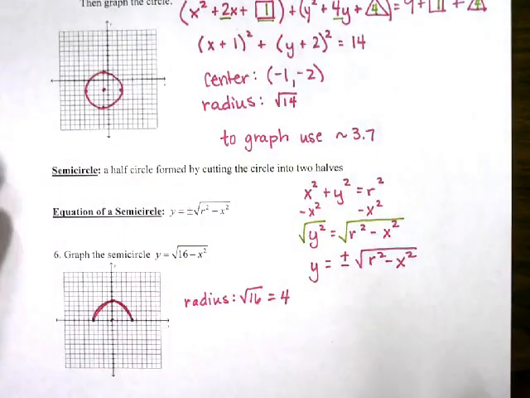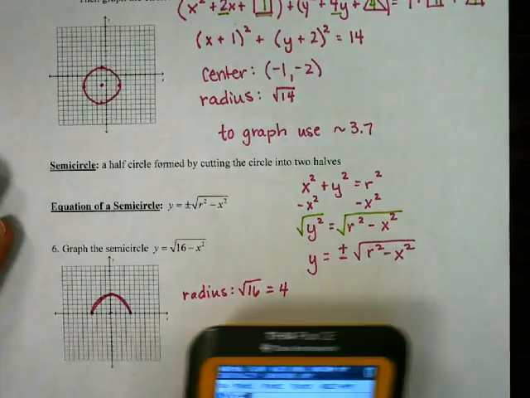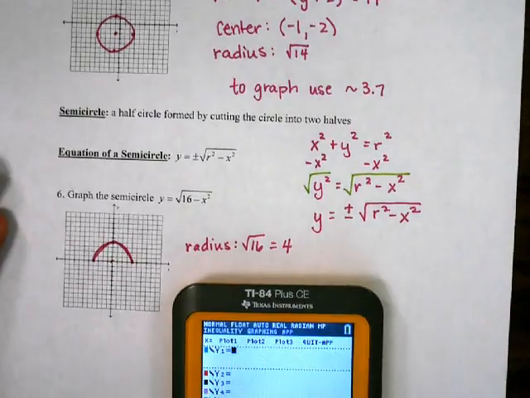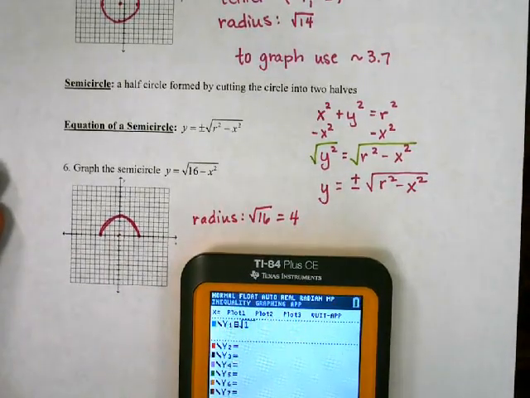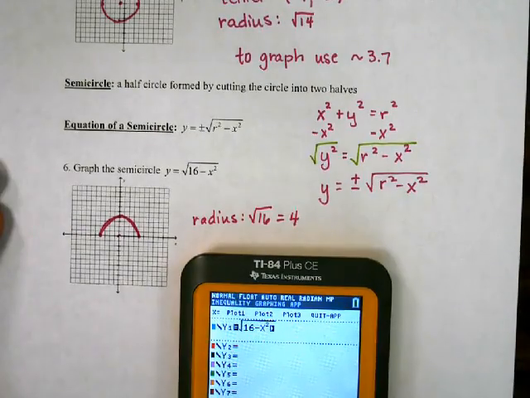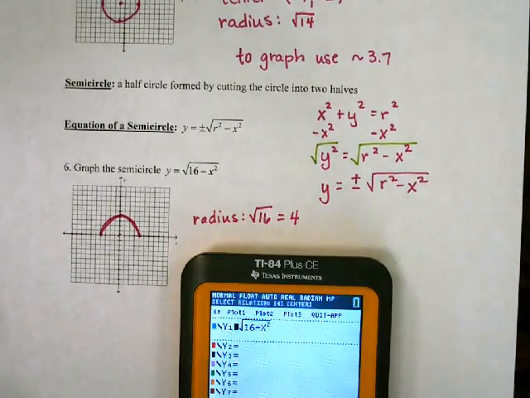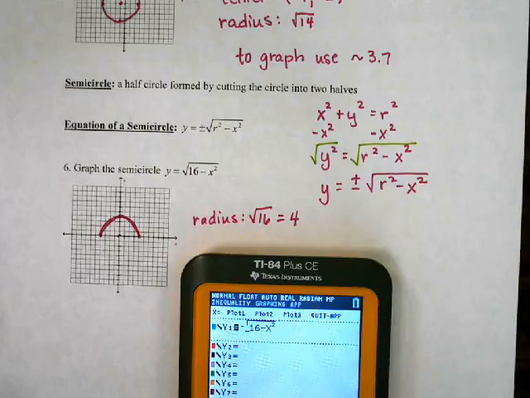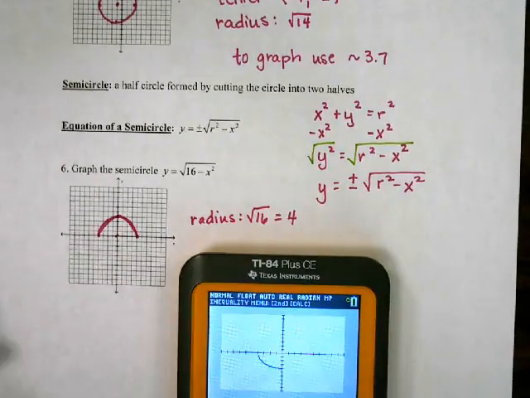You can also put these guys into your calculator. So I can put this guy in as y equals the square root of 16 minus x squared. And you'll see the top half of a circle. Again, if you have a negative out front, let me put a negative just so you can see it. You would have the bottom half of the circle.